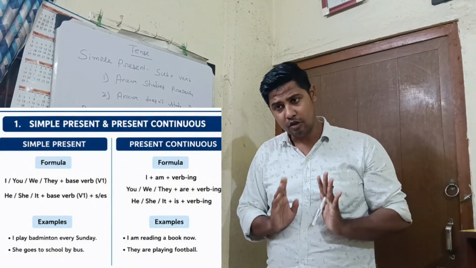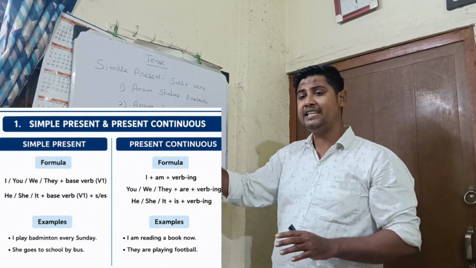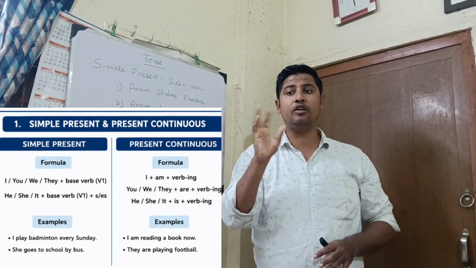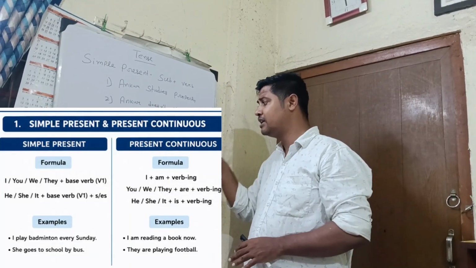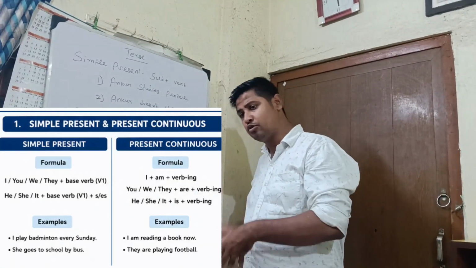Present continuous also works for that. So those two are clear: simple present for something that happens every day or on a regular basis or habit, for that simple present tense. Or present continuous we use for something that is going on right now.